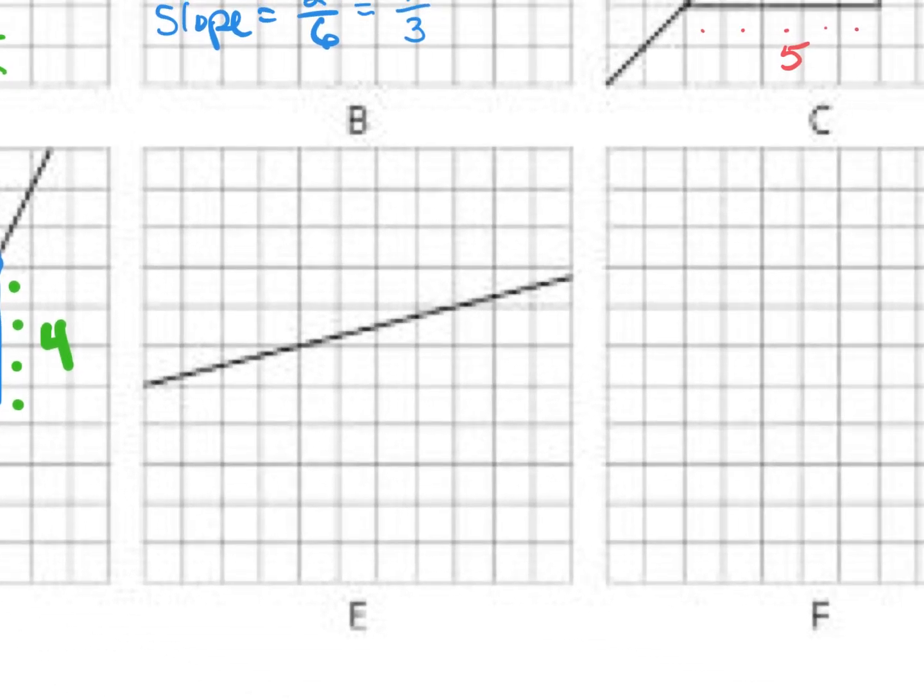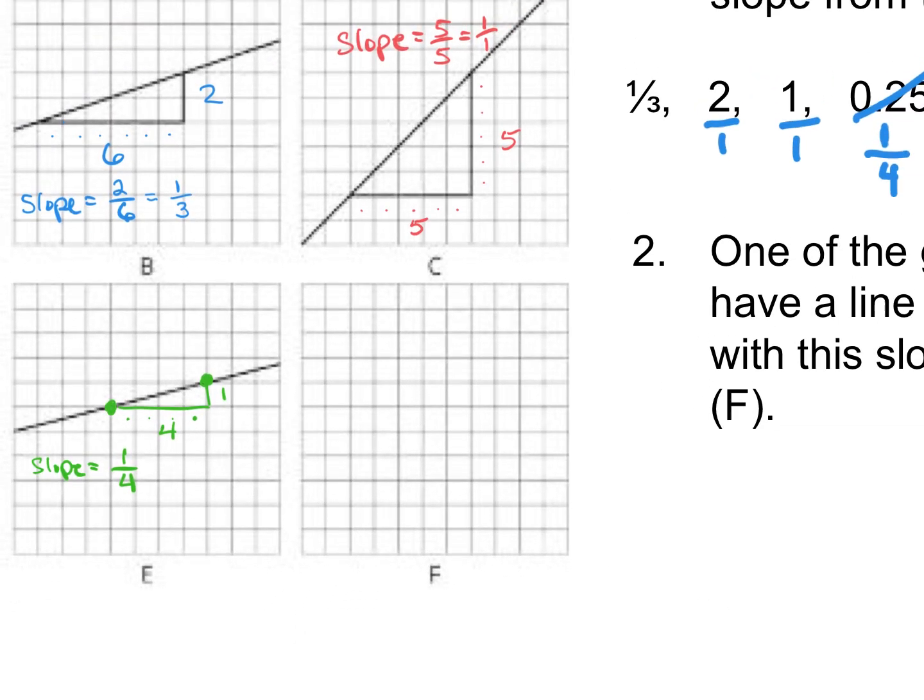Let's go ahead and look at E. So again, with E, I'm going to pick 2 points. And again, it has to be on the grid and on the line. Draw my right triangle. Here is 1, 1, 2, 3, 4. Here's 4. So that slope is 1 over 4. And that was the same as that 0.25.